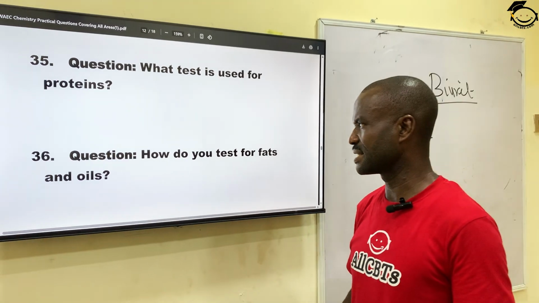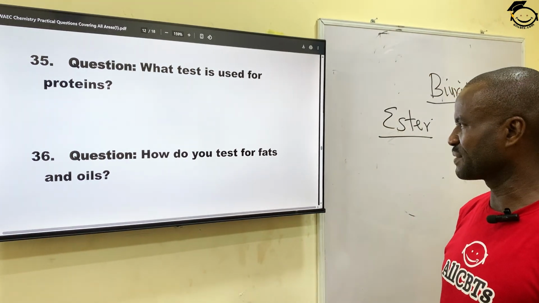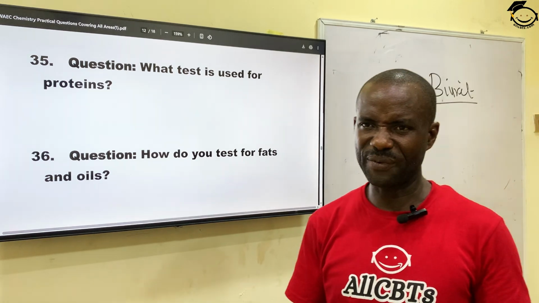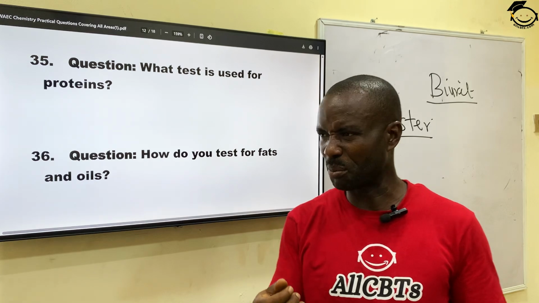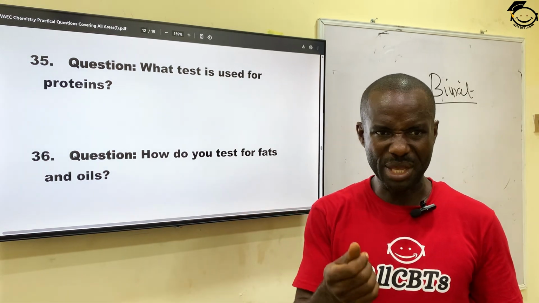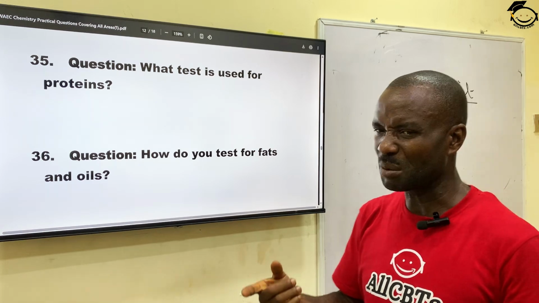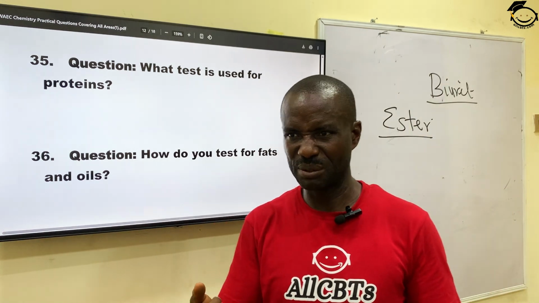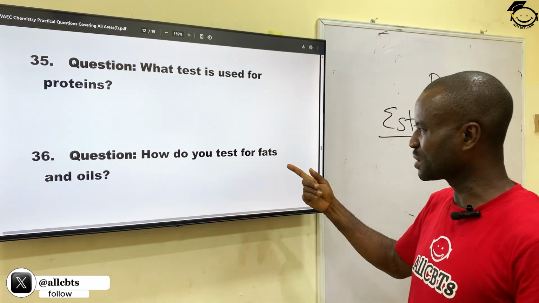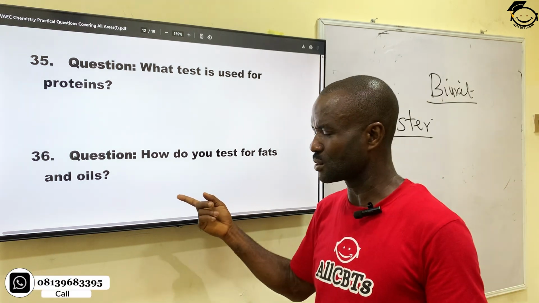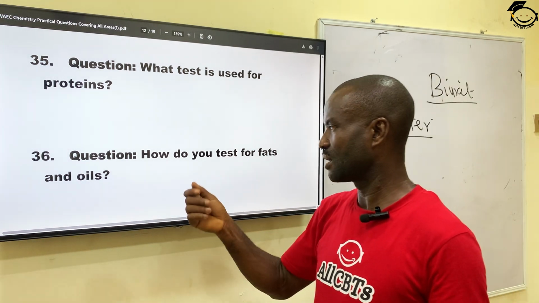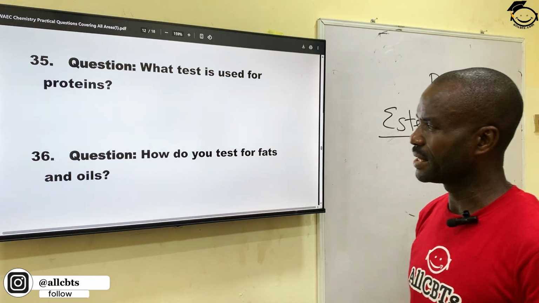Question 36. How do you test for fat and oil? We can test for fat and oil by putting a drop of the oil or fat on a paper. The paper then becomes translucent, meaning light cannot pass through it easily. So the paper turns translucent. That's a confirmatory test that the substance is oil or fat.